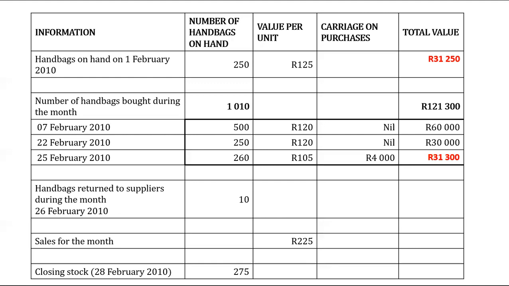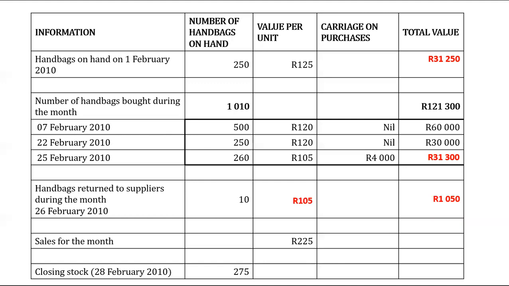Please note that we returned the handbags during the month, which is the 26th of February, and that happened after our last purchase, which was on the 25th of February, and the cost price of items there was 105. So the value of these items will be 1,015. Goods return, we don't have carriage on goods return because we cannot claim transportation for goods return. Remember, you might hire someone just to transport those goods for you, and there's no way that you will say to them, may I please have a refund because the goods that you delivered to me, I had to return them.